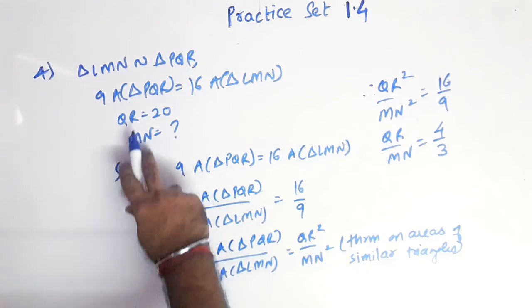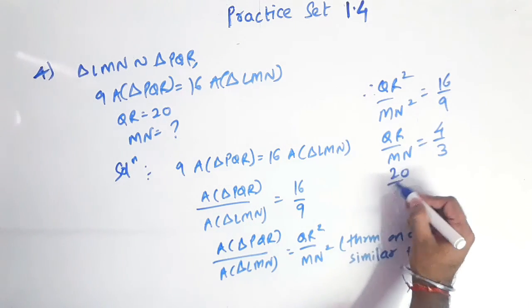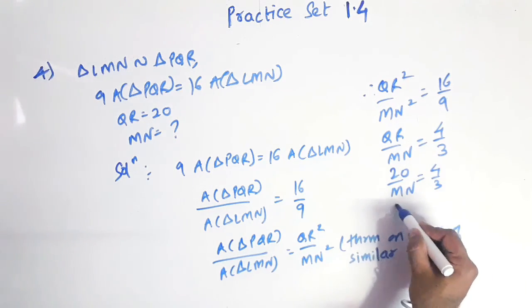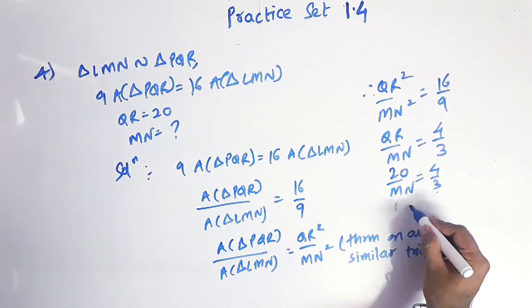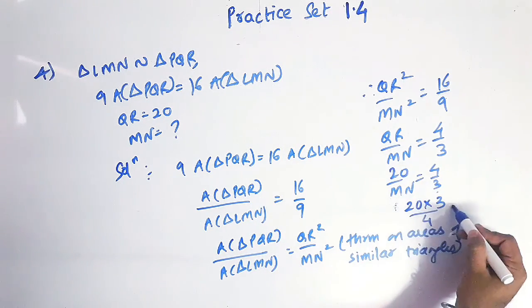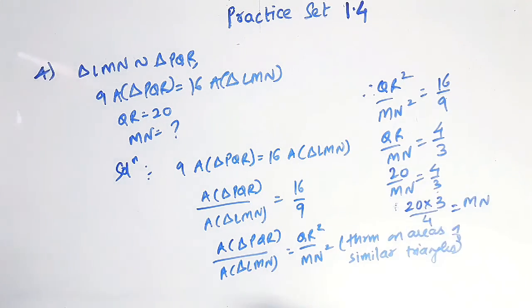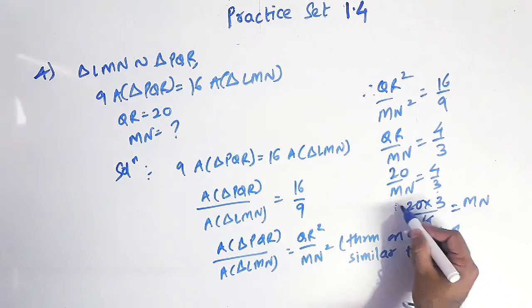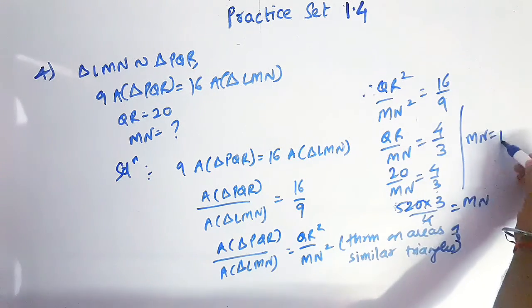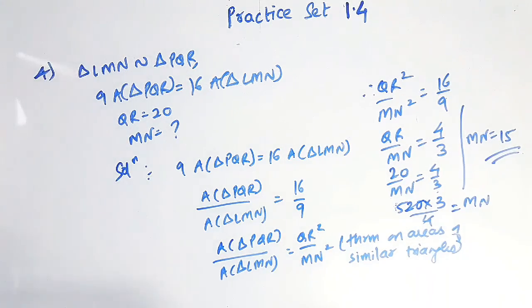Now we can substitute the value of QR. QR is 20 upon MN equals 4 by 3. Now MN: 20 into 3, 3 will come here, 4 will come below, MN will go there. I am keeping MN alone. So 4 fives are 20, so MN is 5 times 3, that is 15. This is how we got MN. MN is 15.